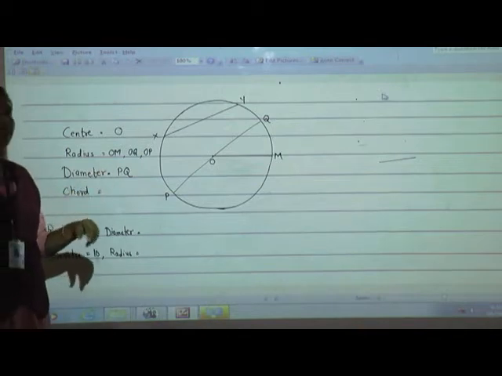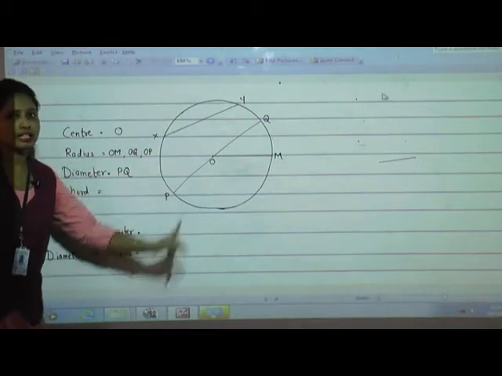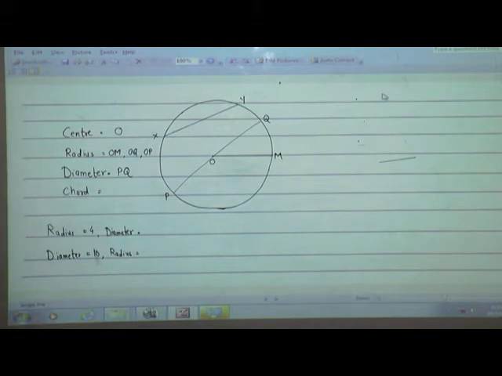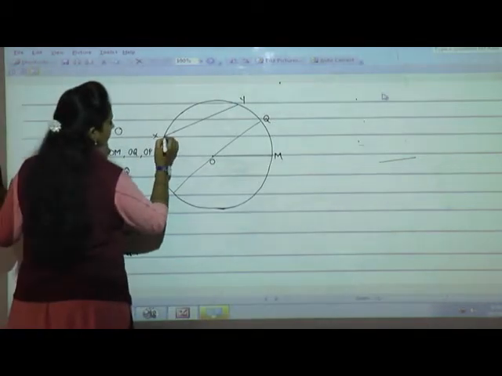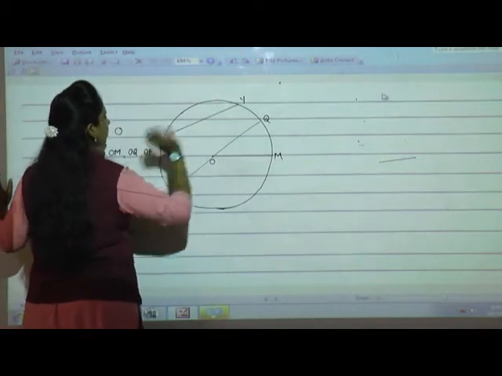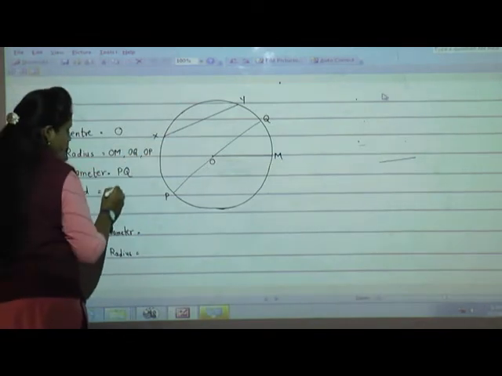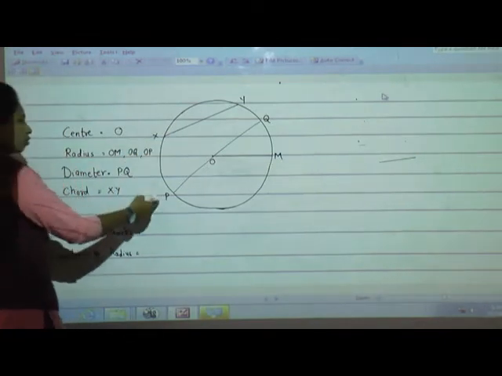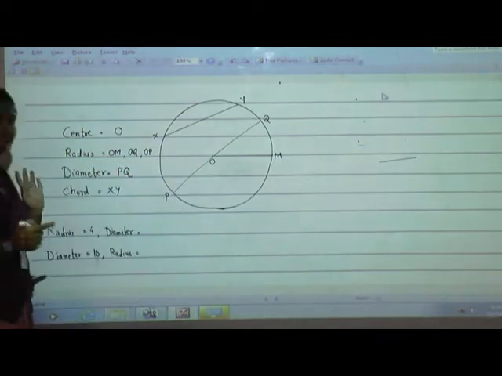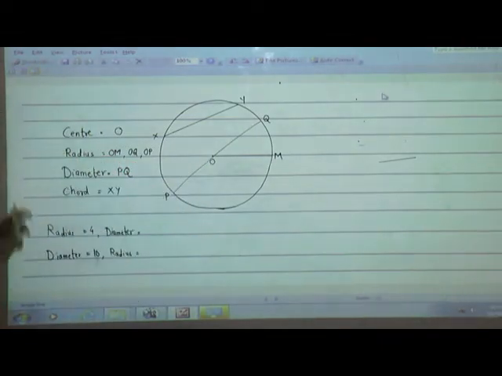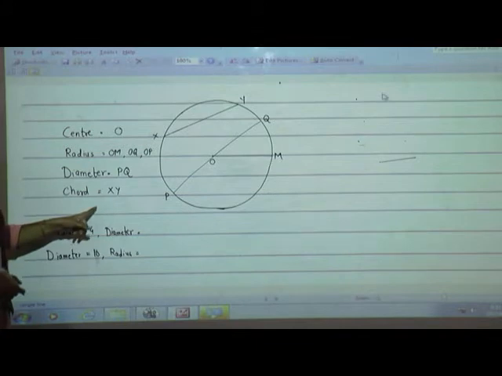See what I said, diameter PQ is also known as a chord. But what is other than chord? What is a chord? First, a line segment whose end points lie on the circle. So X and Y is what? Chord. Even PQ is also a chord, the largest chord, and it is also known as a diameter. So other than diameter, XY is a chord of the circle.